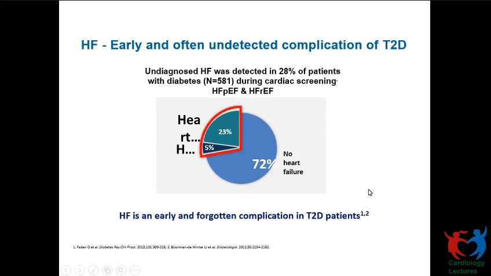If you take 100 diabetic patients, 72% come with no heart failure, but 23% of patients have diastolic heart failure, and 5% have reduced ejection fraction heart failure. So heart failure is an early and forgotten complication of type 2 diabetes. You can see that a reduced ejection fraction patient comes with acute pulmonary edema or congestive heart failure, while the 23% can come with dyspnea on exertion.